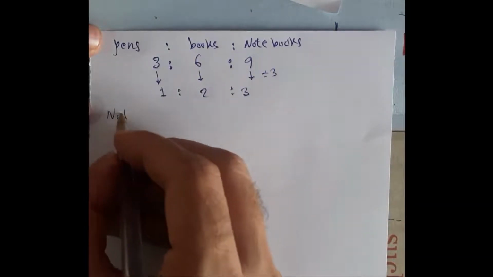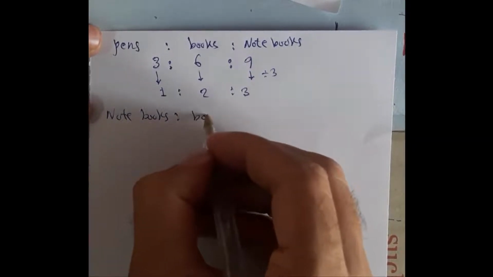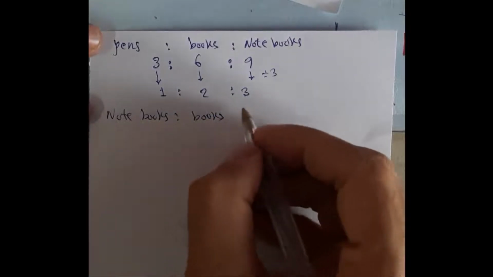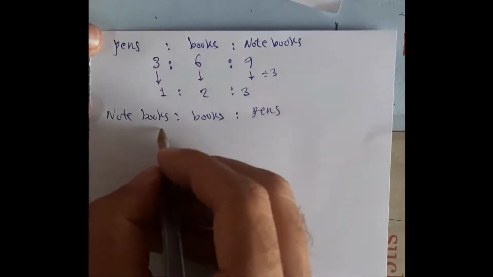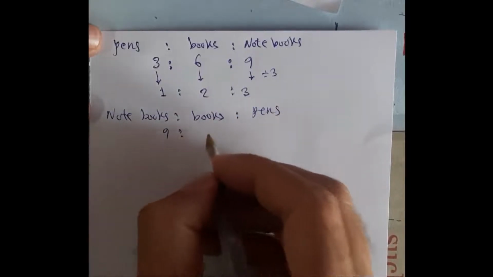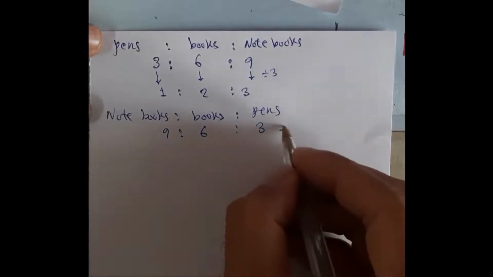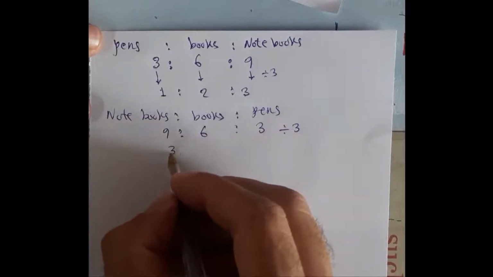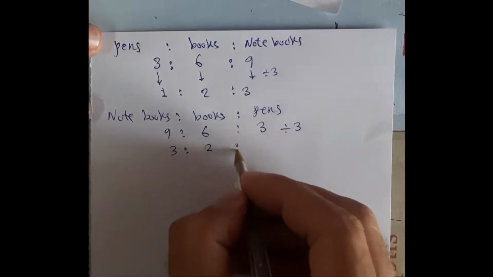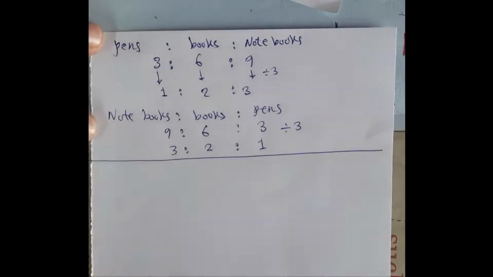If we write notebooks colon books colon pens, then we can write 9 colon 6 colon 3. All of them are divisible by 3. We divide by 3 and it becomes 3, 2, 1. It is the solution of this problem.